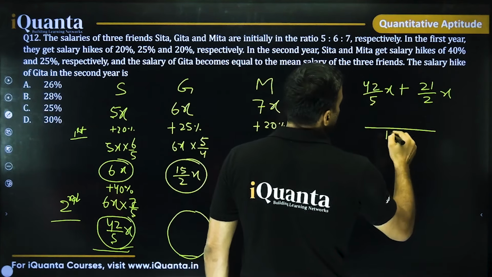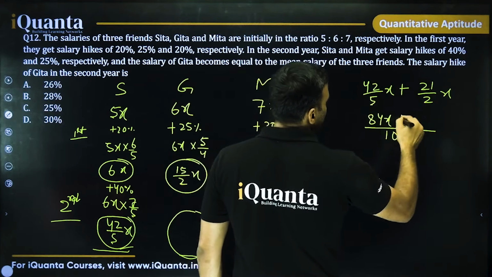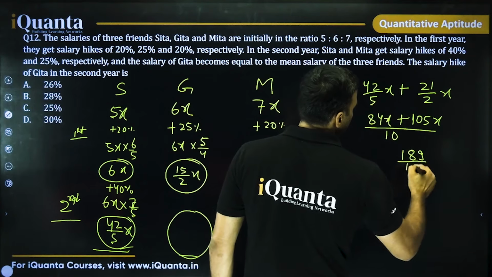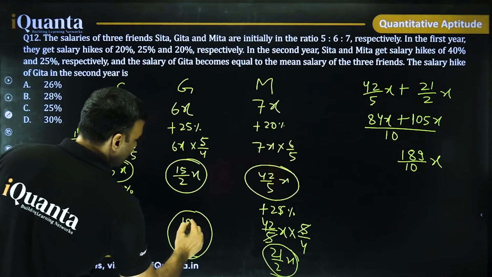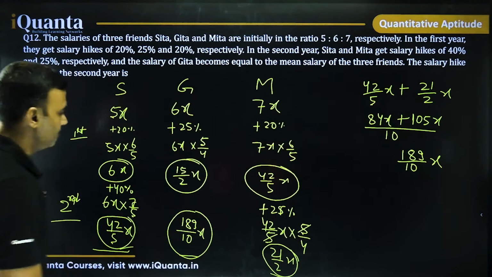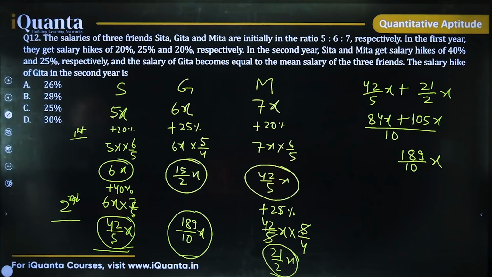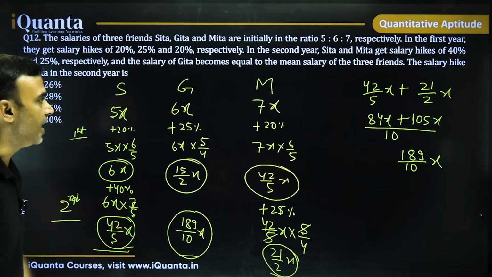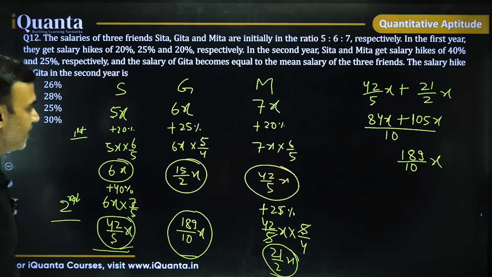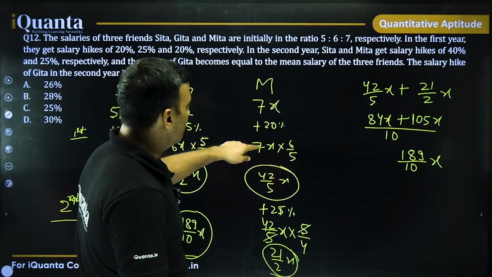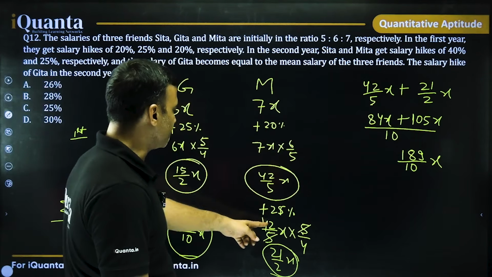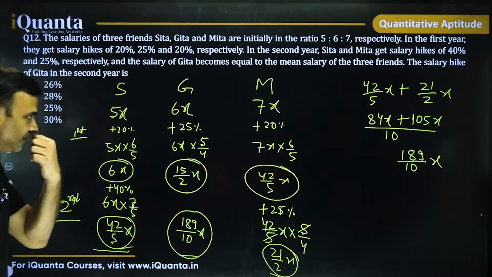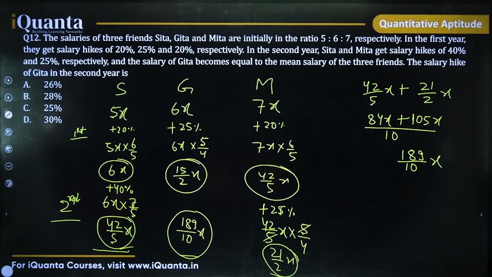So simplify carefully. We have 5 and 2, 10. So 84x plus 105x. So 84 plus 105, that is 189 by 10x. 189 by 10x, right? This exactly is the situation. Is that making sense? No, it is not making sense, at least for now, because this looks like 189. So is there any calculation mistake that we have done? Just check. This is 6 by 5. So 7 into 6, 42 by 5. That is correct. Plus 25%. So 5 by 4. So 42 by 5 into 5 by 4. 5 cancel. 42 by 4 is 21 by 2. That's quite obvious. So that is fine.